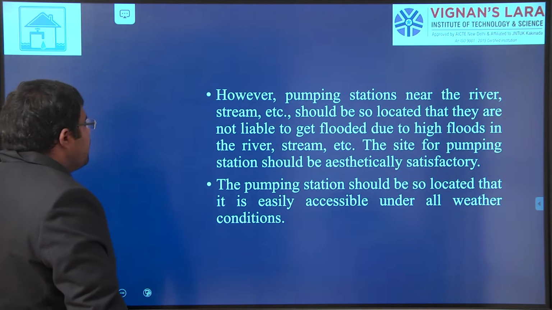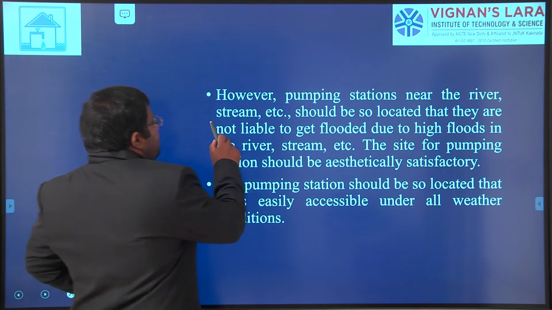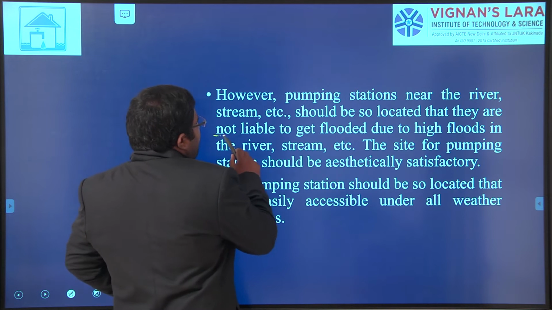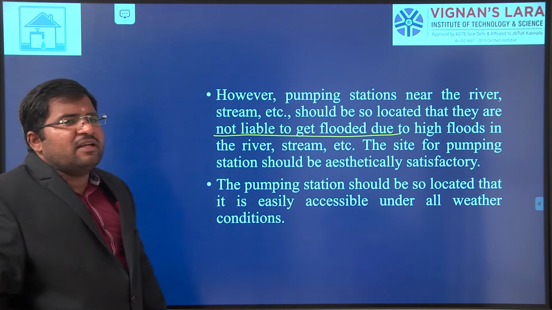Next, the third point. However, pumping stations near a river or stream should be located so that they are not liable to get flooded due to high floods in the river or stream.